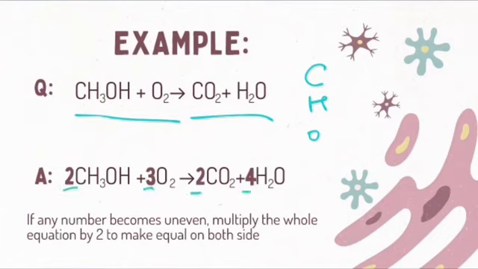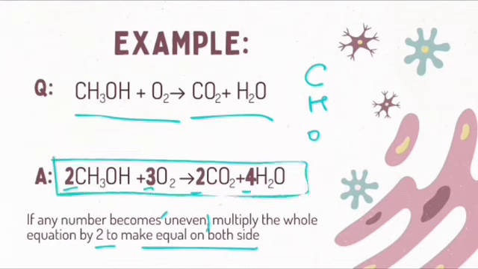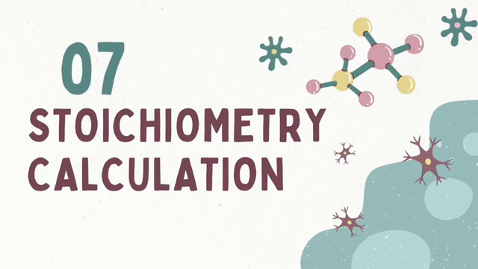When the number becomes uneven, we multiply the whole equation by 2 so that all the values are whole and equal. After balancing all the atoms, the final equation becomes 2 molecules of methanol react with 3 molecules of oxygen to form 2 molecules of carbon dioxide and 4 molecules of water.